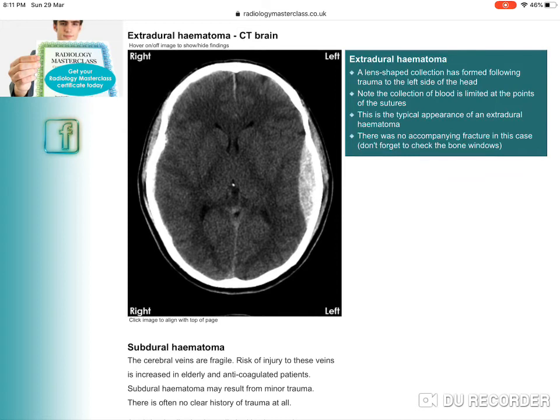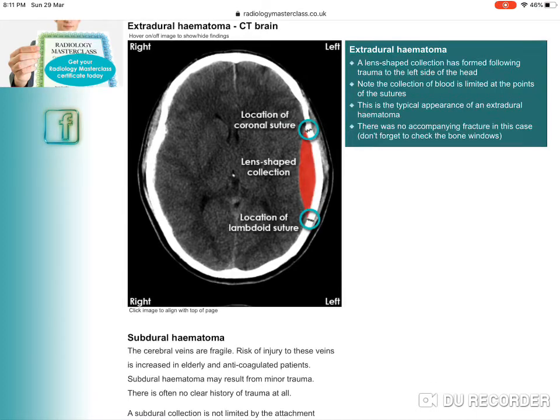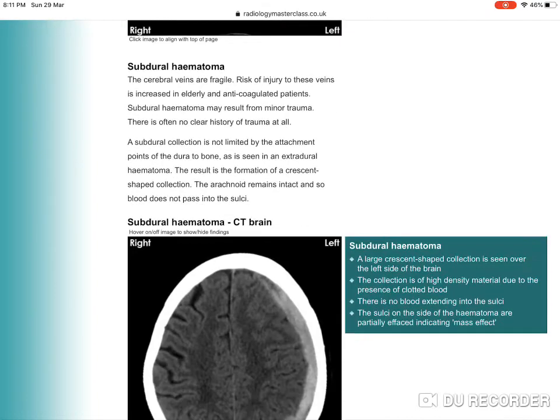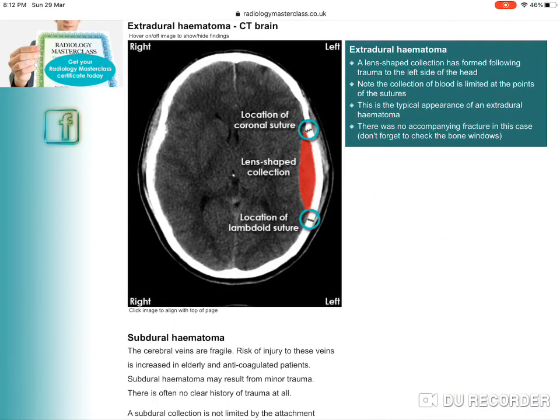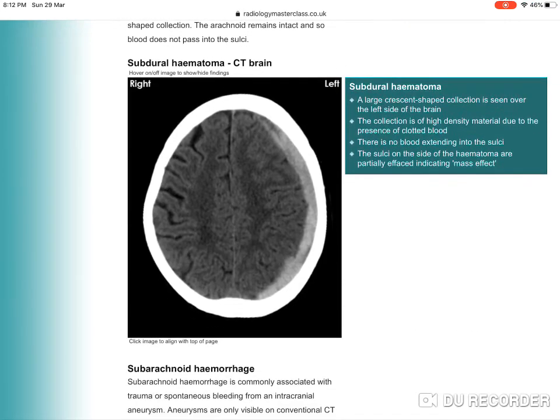Extradural hematoma. A lens-shaped collection has formed following trauma to the left side of the head. Note the collection of blood is limited at the points of the sutures. This is the typical appearance of an extradural hematoma. There is no accompanying fracture in this case. Don't forget to check the bone windows. So you can here localize the coronal suture and the lambdoid suture.